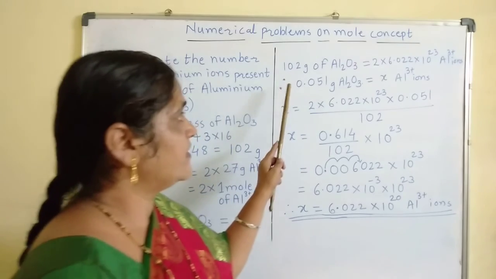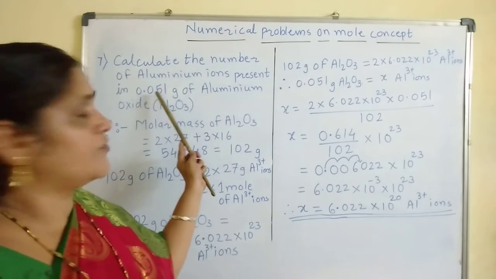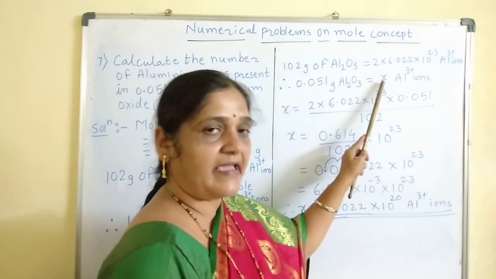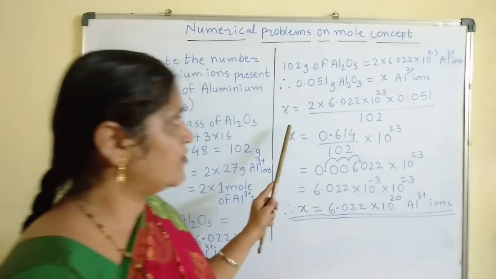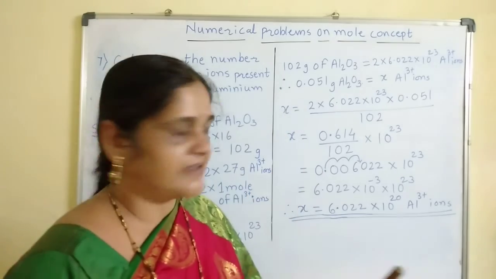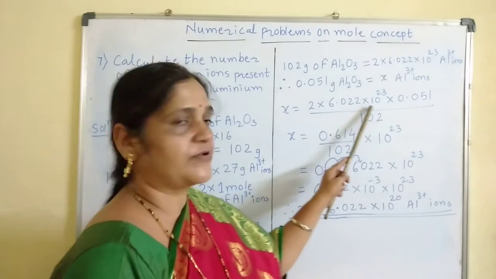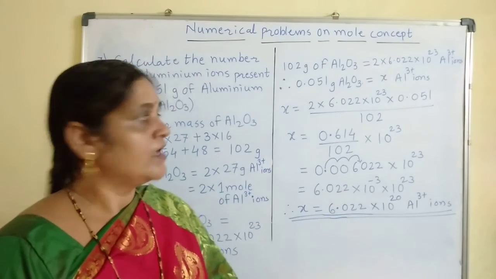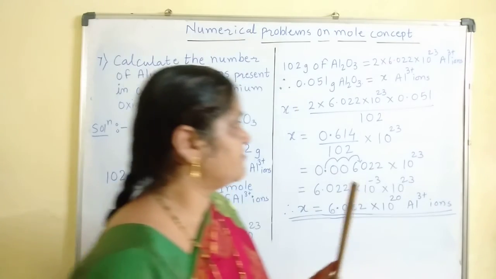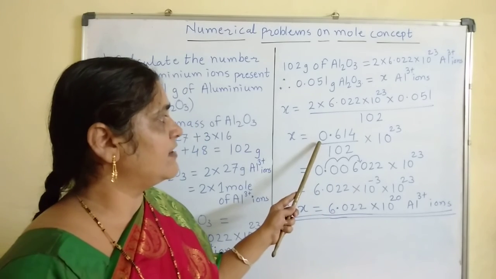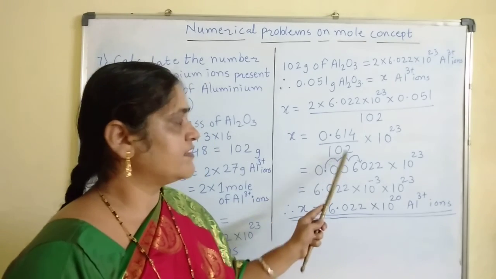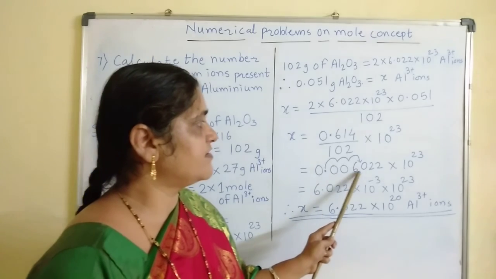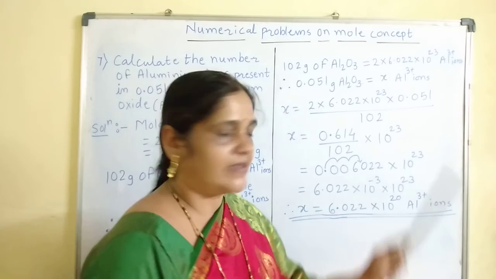We have to calculate the number of aluminum ions in 0.051 gram. So 0.051 gram of aluminum oxide contains X aluminum ions. To find the value of X, we are going to do the cross multiplication. So 2 into 6.022 into 10 raised to 23 into 0.051 divided by 102. The multiplication in the numerator gives the value 0.614 divided by 102. When we do this division, our answer is 0.006022 into 10 raised to 23.